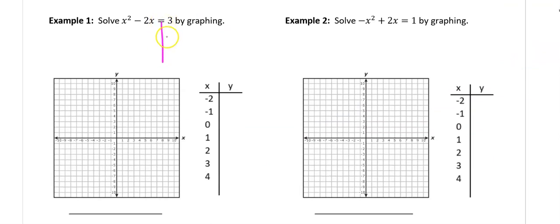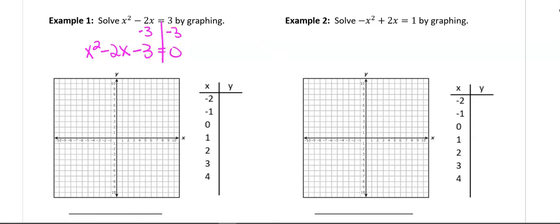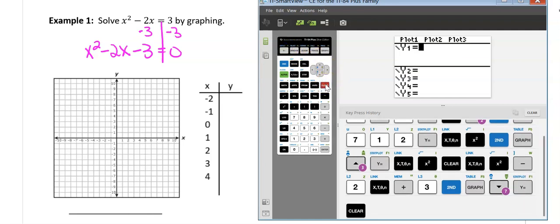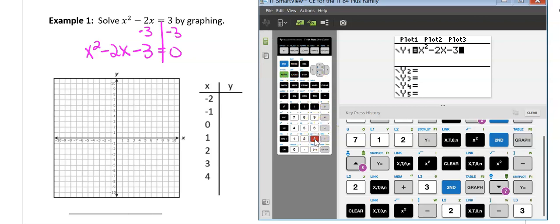And we have to set it equal to 0 by subtracting 3. I made a mistake on the other one and added it. So x squared minus 2x minus 3 equals 0. We're going to plug this into the calculator and look for the Oreo. Clear whatever is in there, because with the exponents it'll kind of mess it up. So I'm going to do x squared minus 2x minus 3.